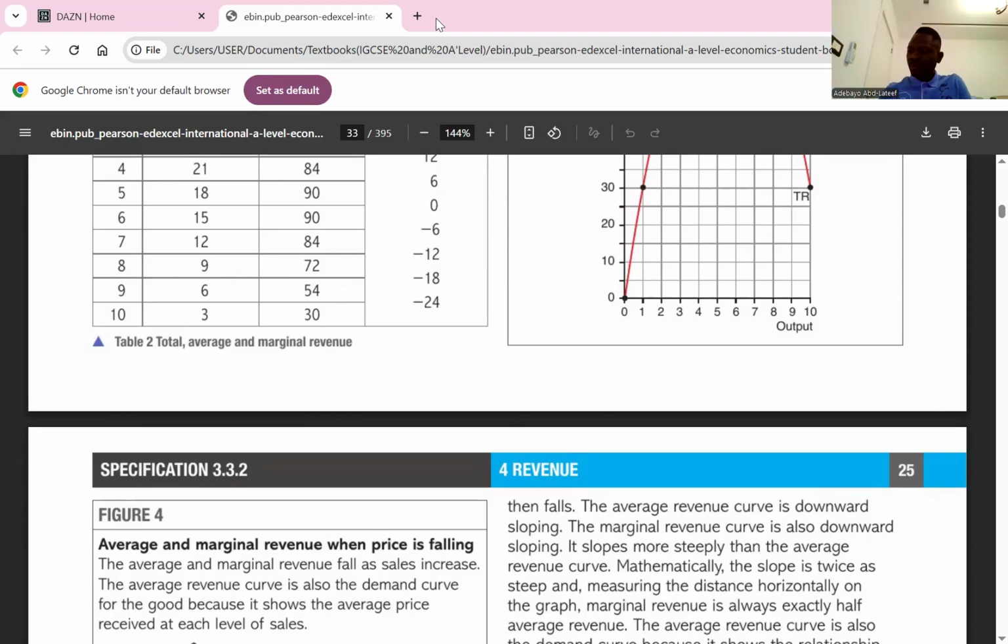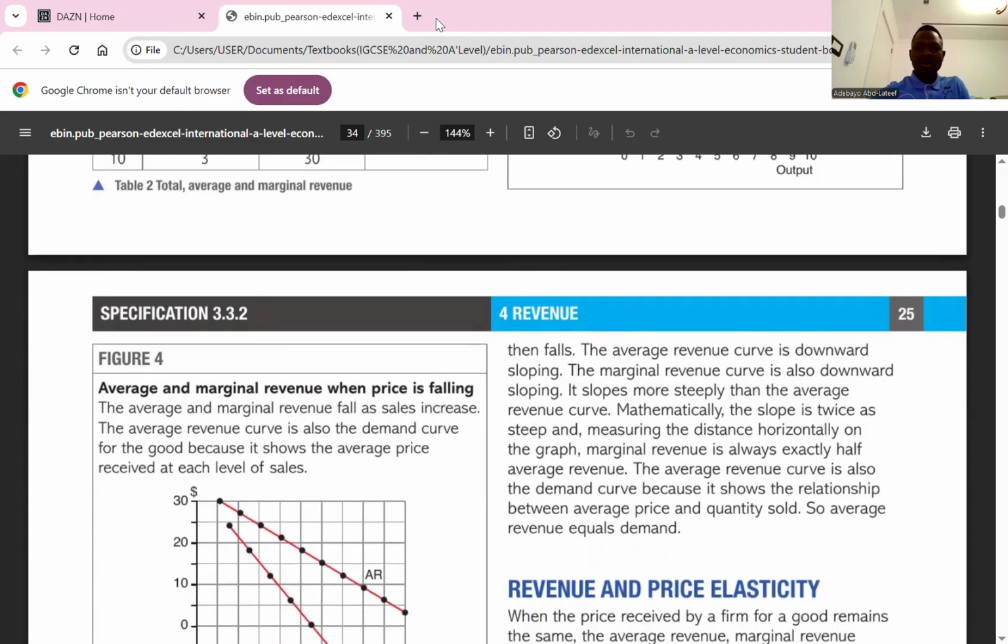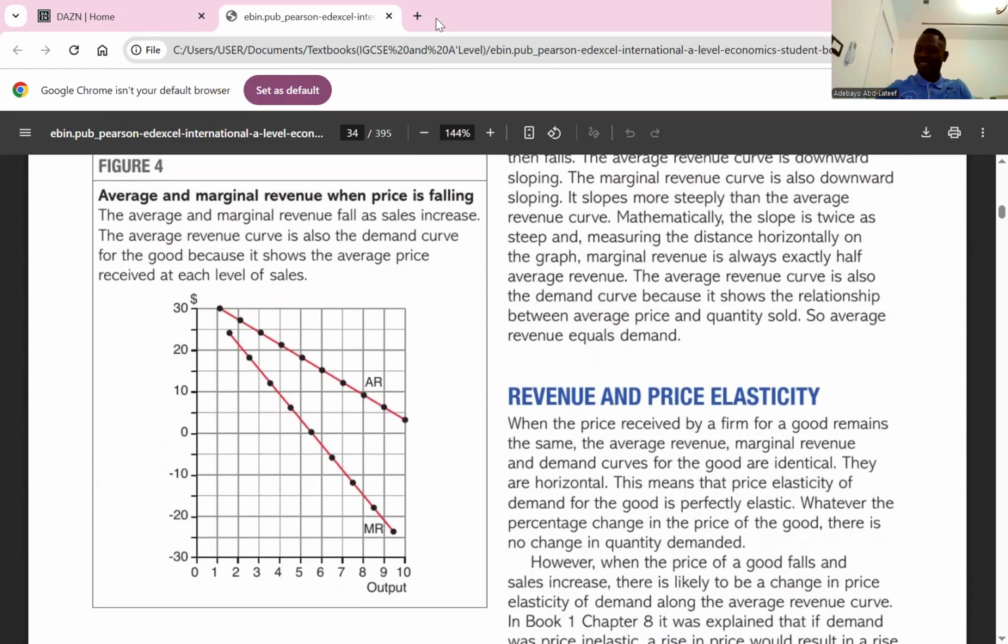Great. So that takes us to revenue and price elasticity. When we talk about price elasticity of demand, we're simply talking about the degree of responsiveness of the quantity demanded of a product to a change in price. So for revenue and price elasticity, it is this, because elasticity talks about elastic or inelastic.